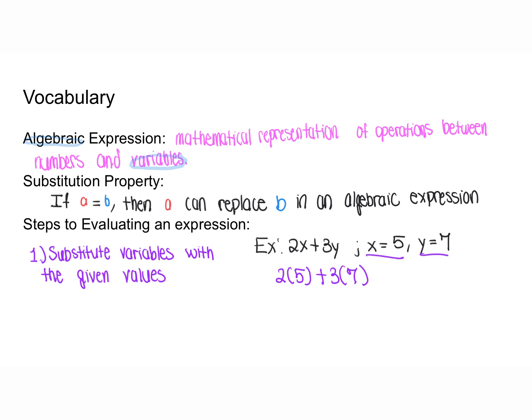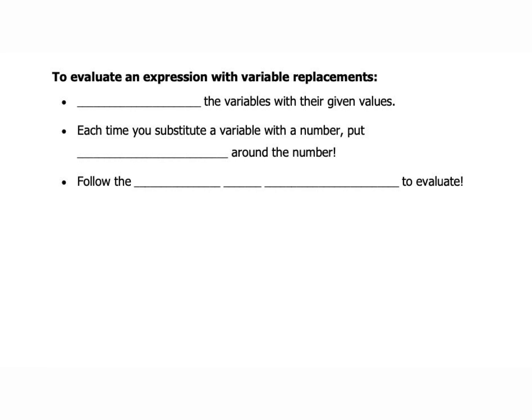What's really important here is that these are both in parentheses. If you don't put these in parentheses, you're likely to make a mistake. Now we use our order of operations. So we have 2 times 5, which is 10, plus 3 times 7, which is 21, and then we have 31 as our answer.